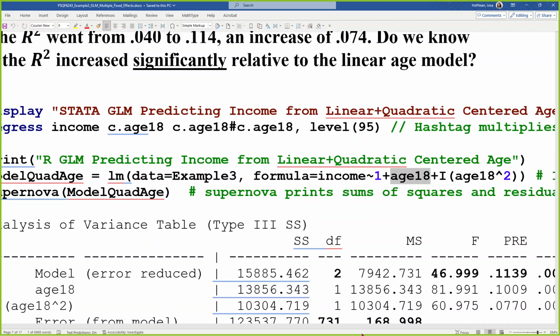And order of operations, if you're going to build it yourself, center first, then square. Otherwise, you will not come up with the right answer.